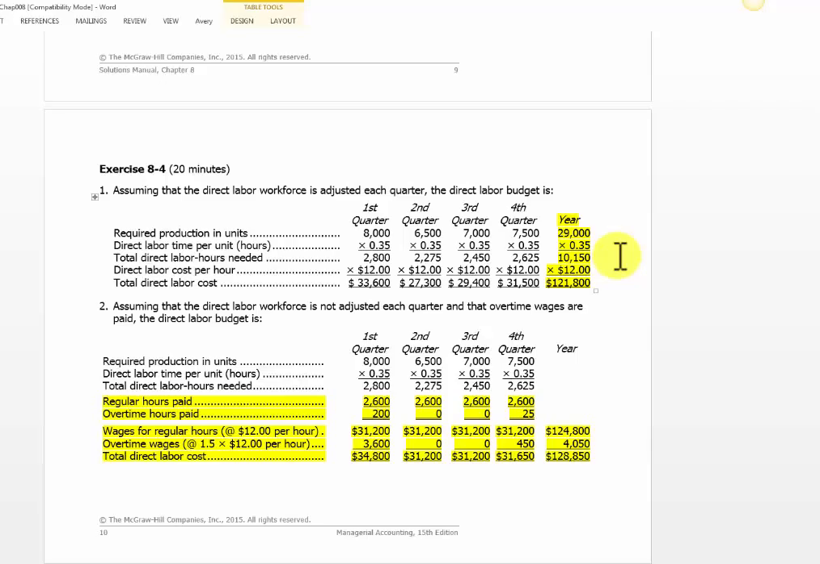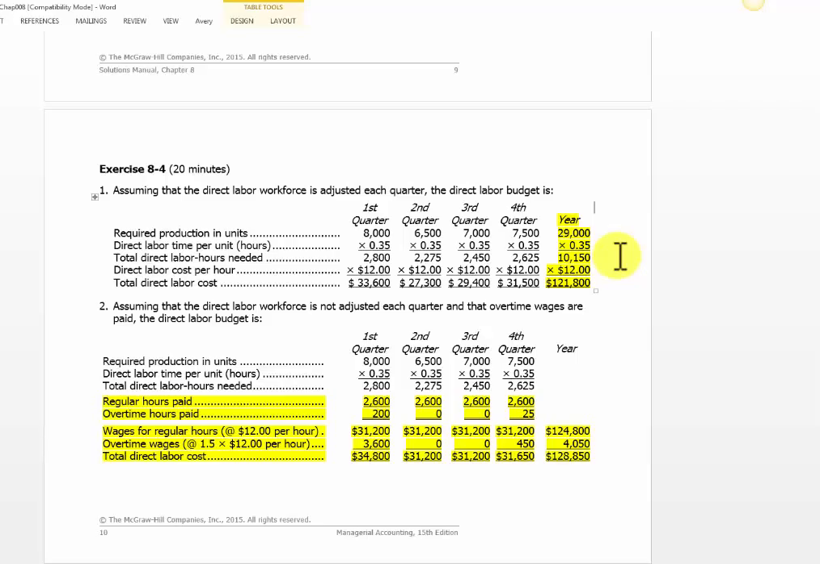Moving on to question number 2, you have the same inputs for the required production in units, the same direct labor hours, 0.35 hours per unit. What we're going to do is multiply those numbers. However, here we're going to break out the number of regular hours.